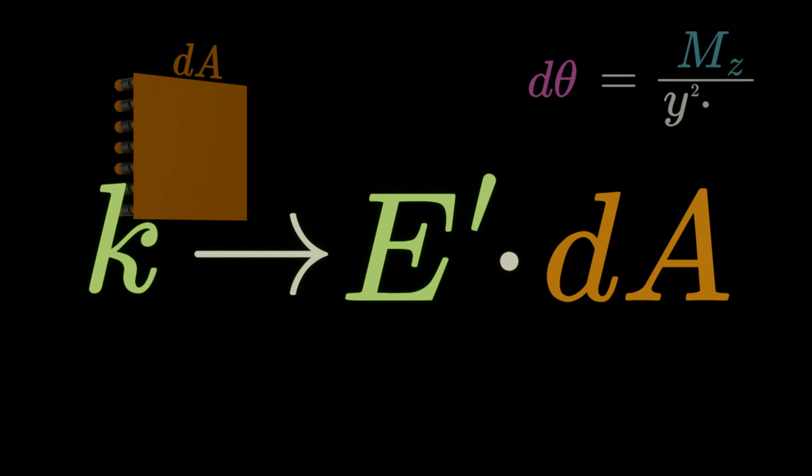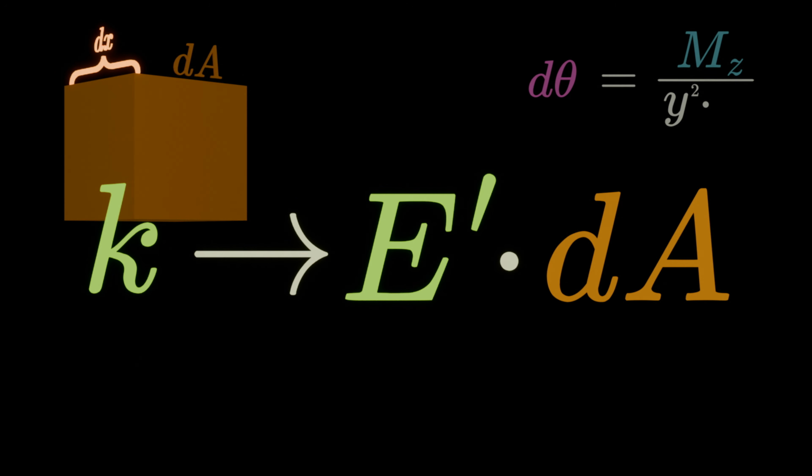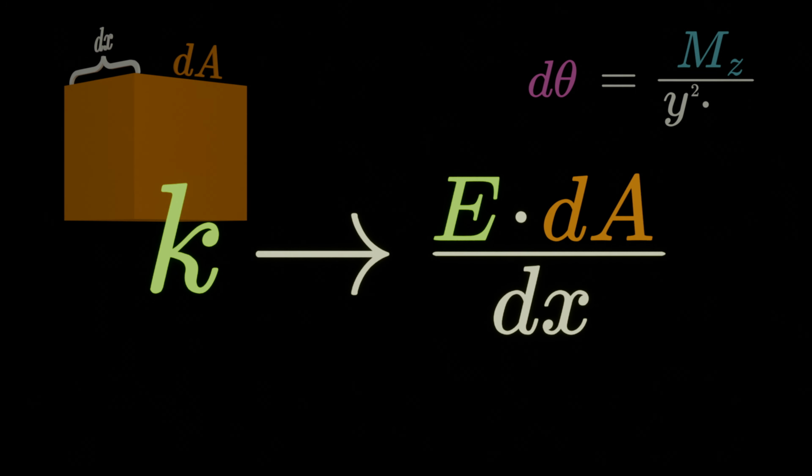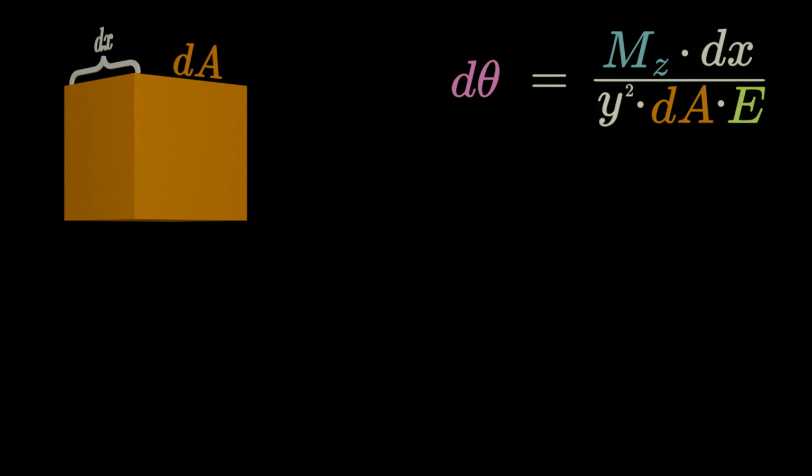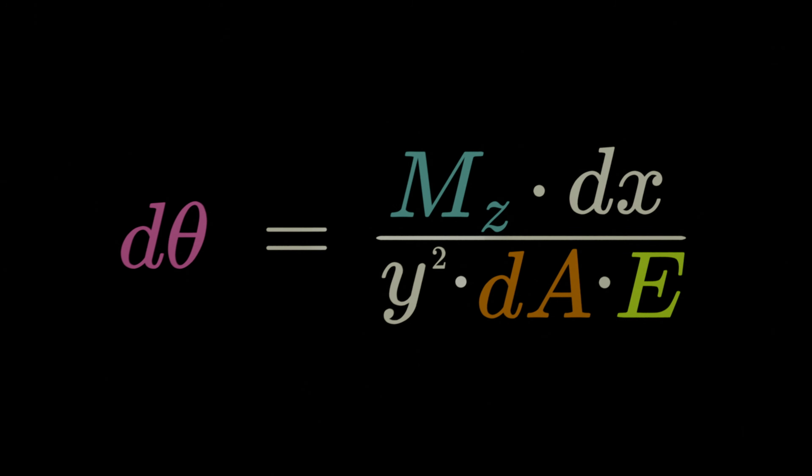We can apply the same logic to our infinitesimal bit of area if we extend our model into the third dimension and consider an infinitesimal thickness, dx. The spring constant is now divided by dx, and E prime becomes E, a material constant known as the Young's modulus, or the modulus of elasticity. Plugging everything back into our equation, we have a general formula to describe the displacement angle of an infinitesimal slice of any given material under an applied moment.